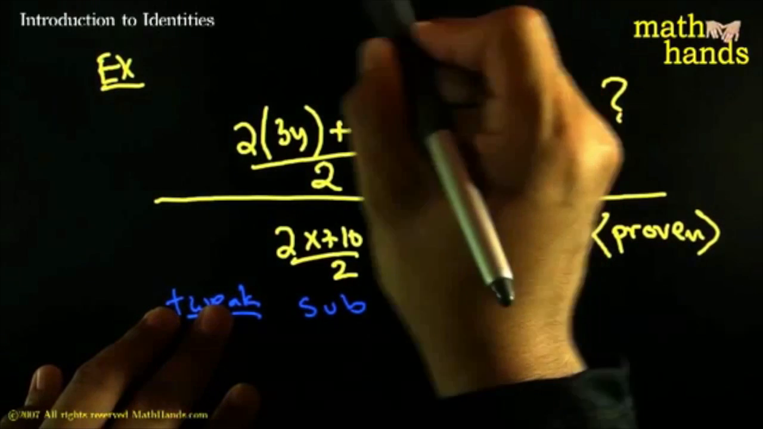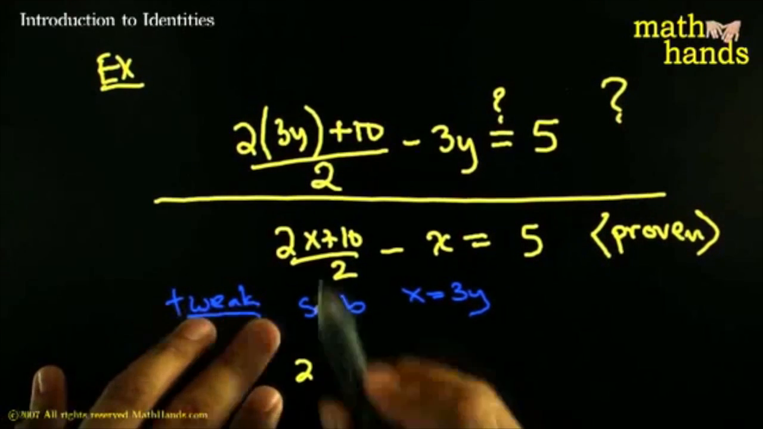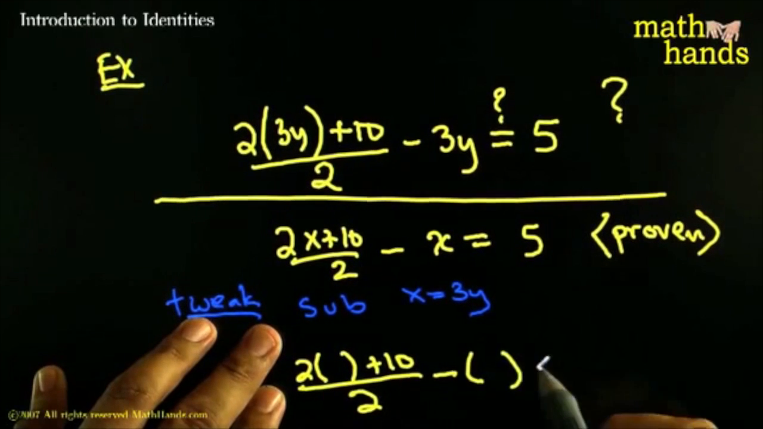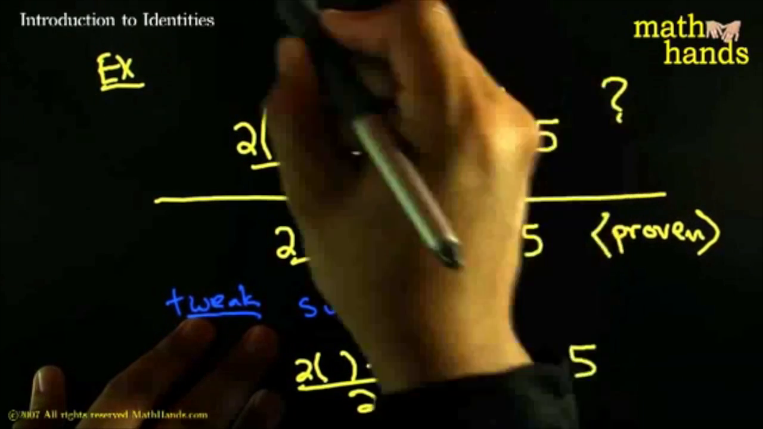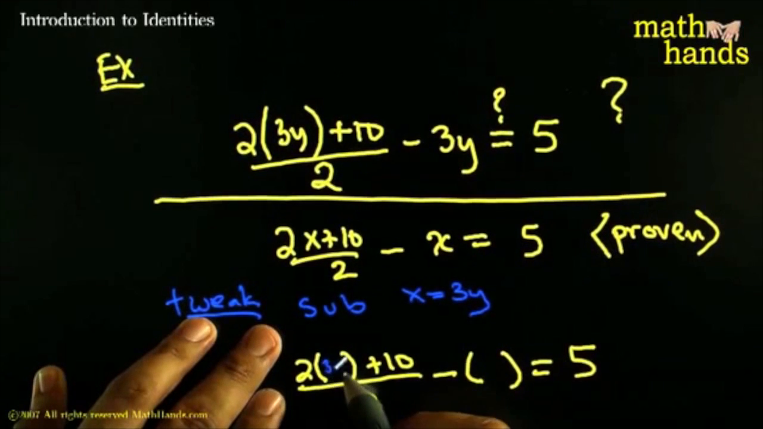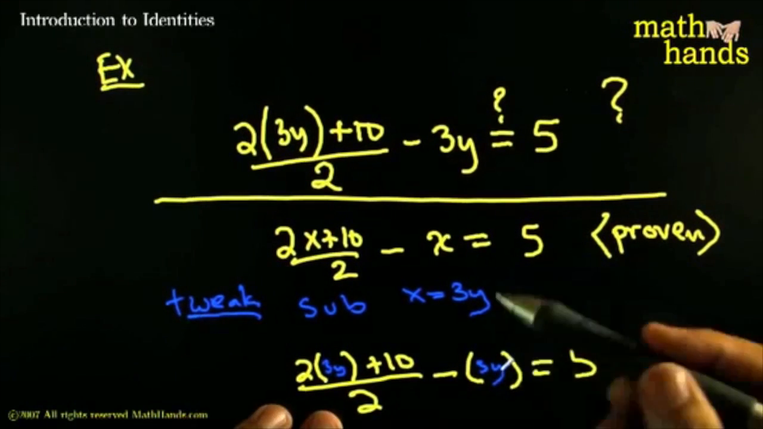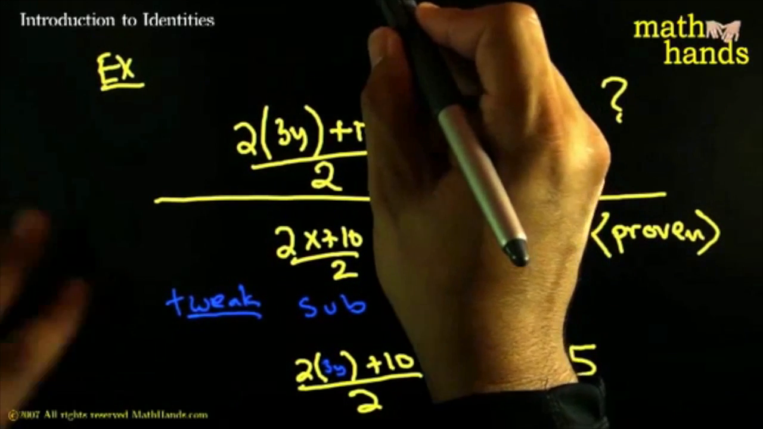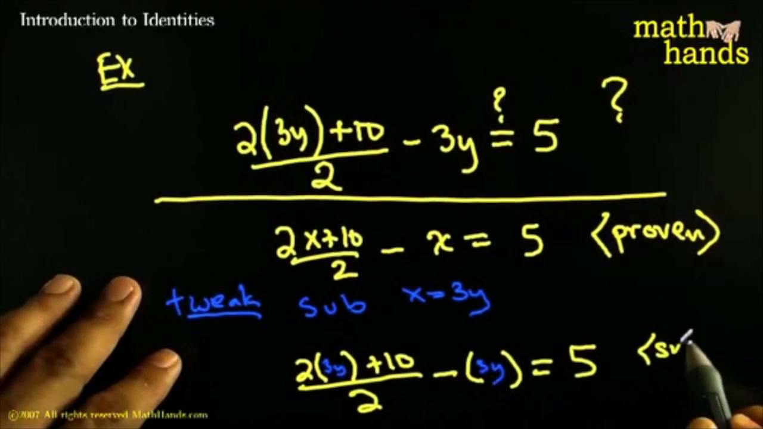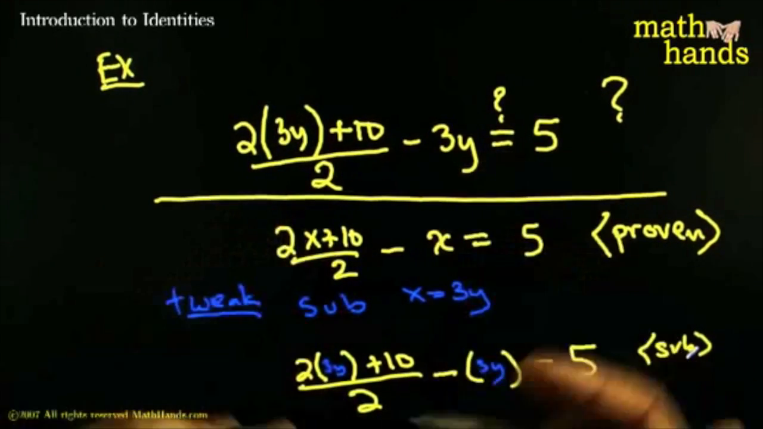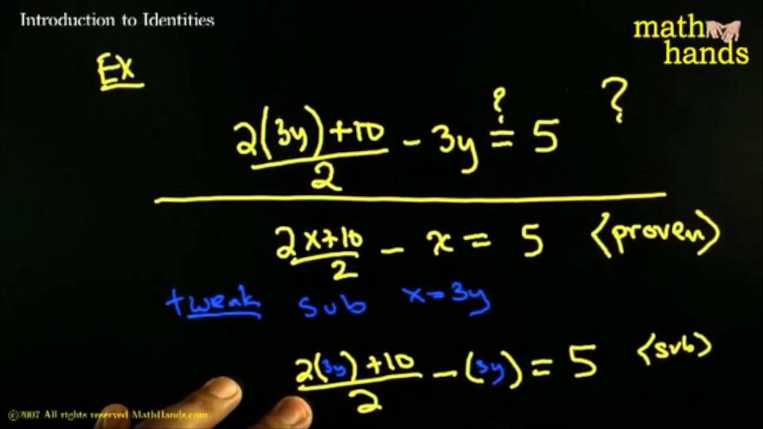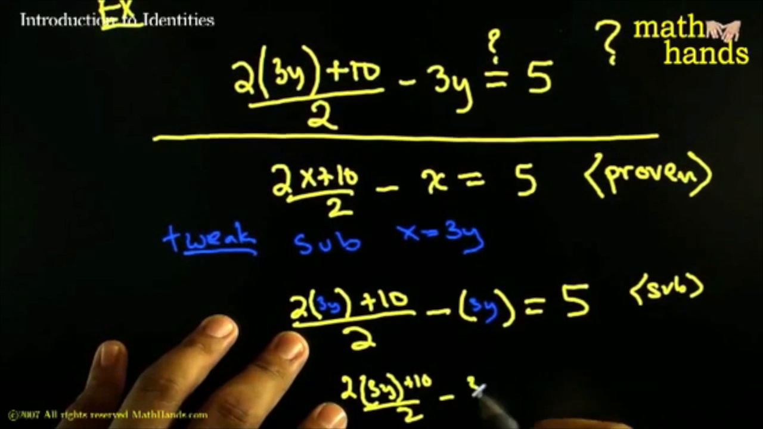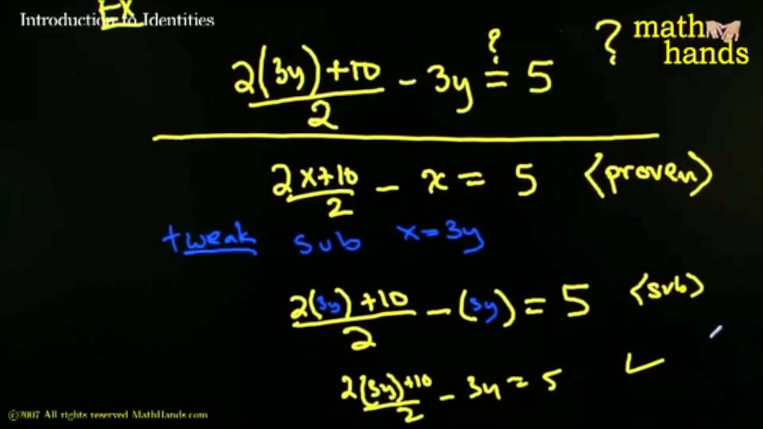That would lead you to the following equation. 2, I'm going to leave some space there for the x, plus 10 all over 2 minus, I'm going to leave some space, is equal to 5. And then I'm going to make my substitution here. Instead of x, I have 3y and 3y. This one is true for all x's, so it's true when I substitute. All I did there is substitute, and I'm done. This is exactly what I needed to prove: 2 times 3y plus 10 all over 2 minus 3y is equal to 5. And that proves it.